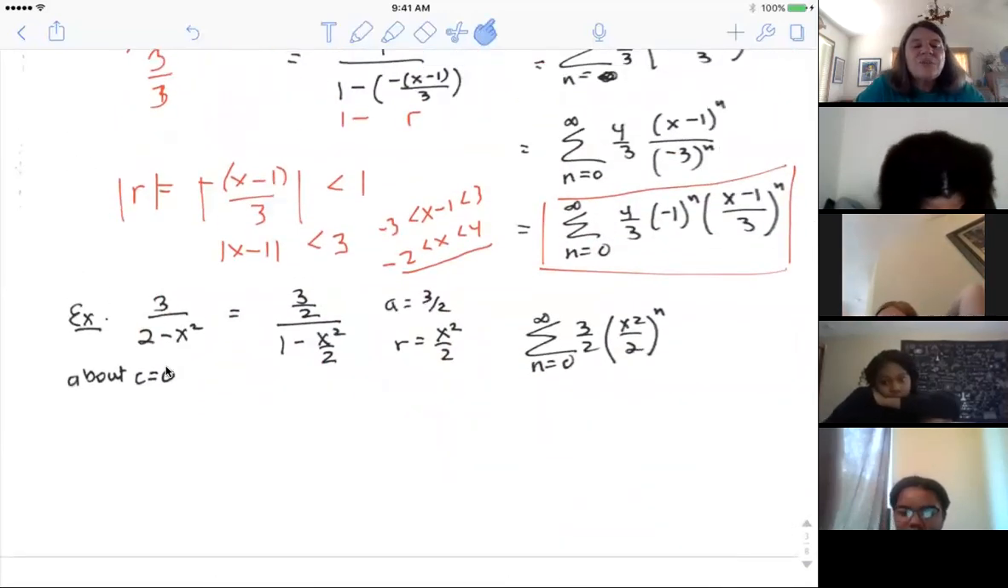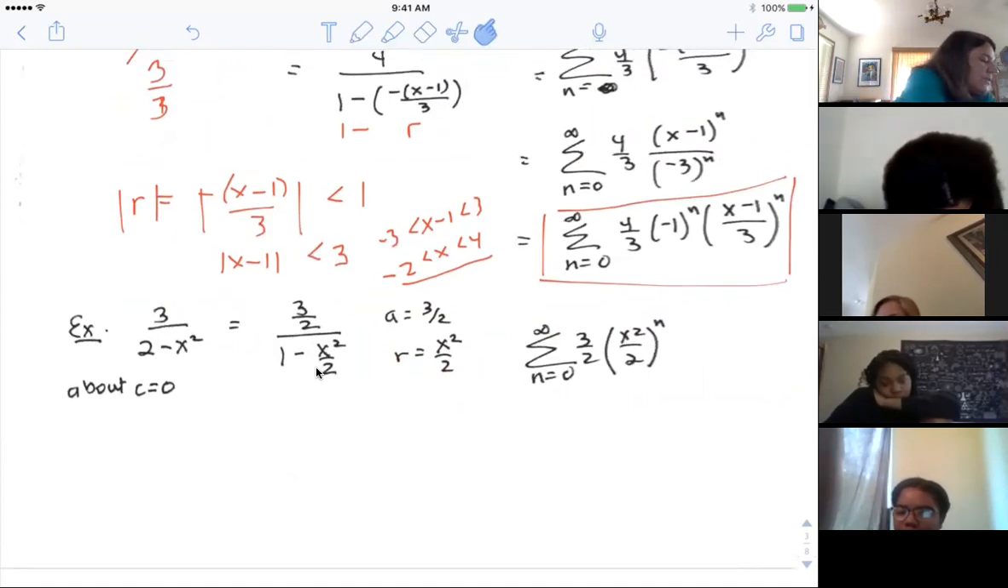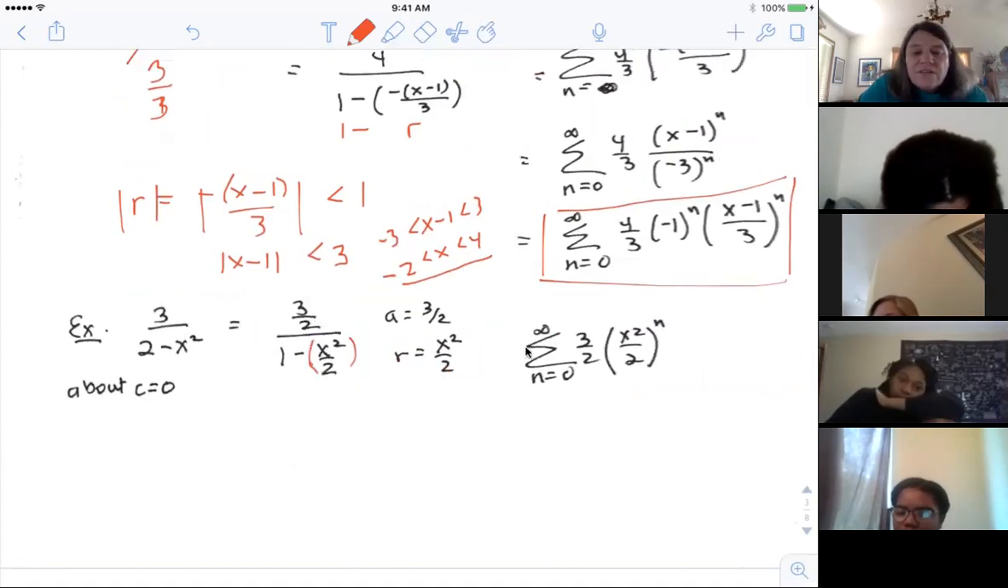It doesn't look like it's in geometric terms. I need a 1 here. So I'm going to divide everything by 2. So that's what I did. And now it looks like my r is x squared over 2. And that's okay. When you look at the series, we'll see that that's what you're going to have to multiply by every time going from one term to the next. So when I write the series, the a is 3/2. I can bring it in or I can leave it out. R to the nth will be (x squared over 2) to the nth. You can start writing powers of this out and you'll get a series there.